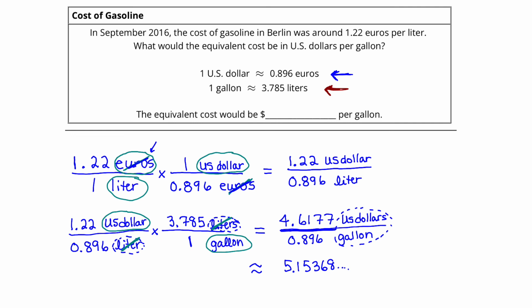We're going to round to the nearest hundredth, right? The nearest hundredth are 2 decimal places. And so that's going to tell me my final answer is $5.15 per 1 gallon, or per gallon. So the answer, $5.15 per gallon.